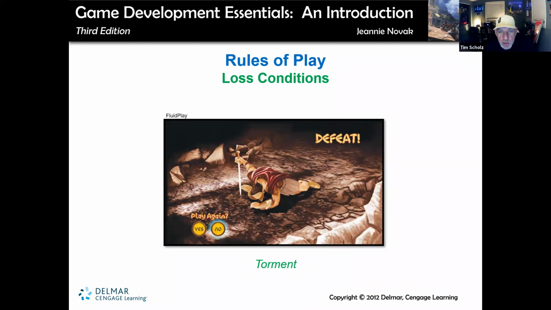Again, in some games the loss condition can be very clear, and in others not so much. One of the concepts the book talks about is where your character runs out of lives, dies, or runs out of resources. These are defined as an explicit loss condition, as opposed to an implicit loss condition, where losses are defined in different ways.